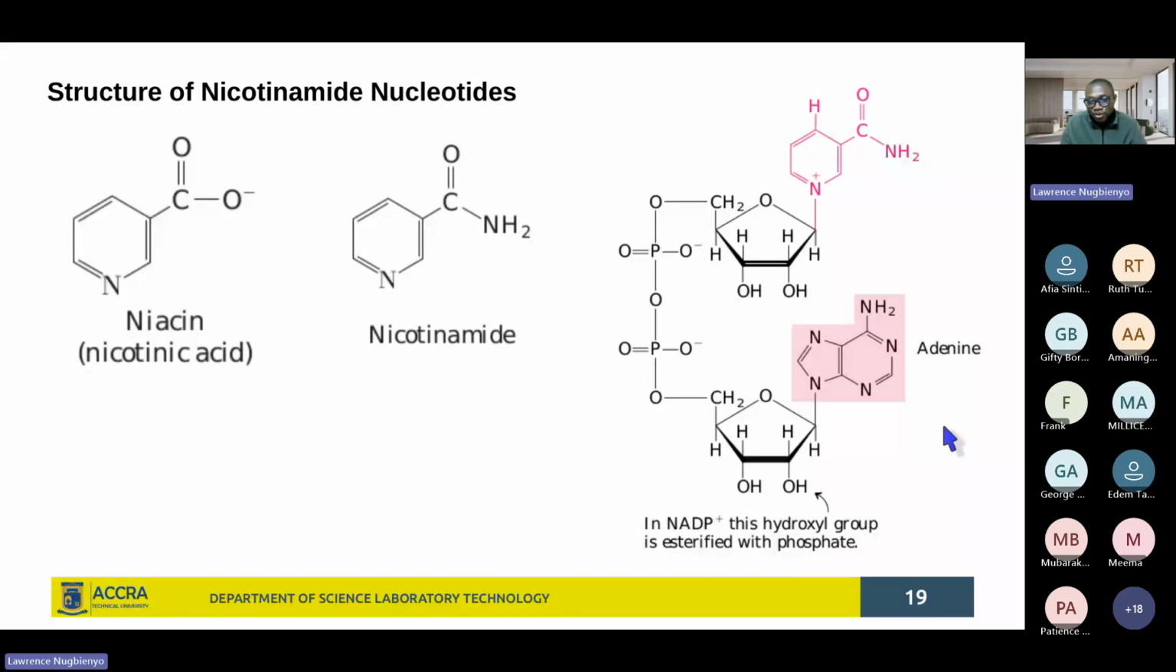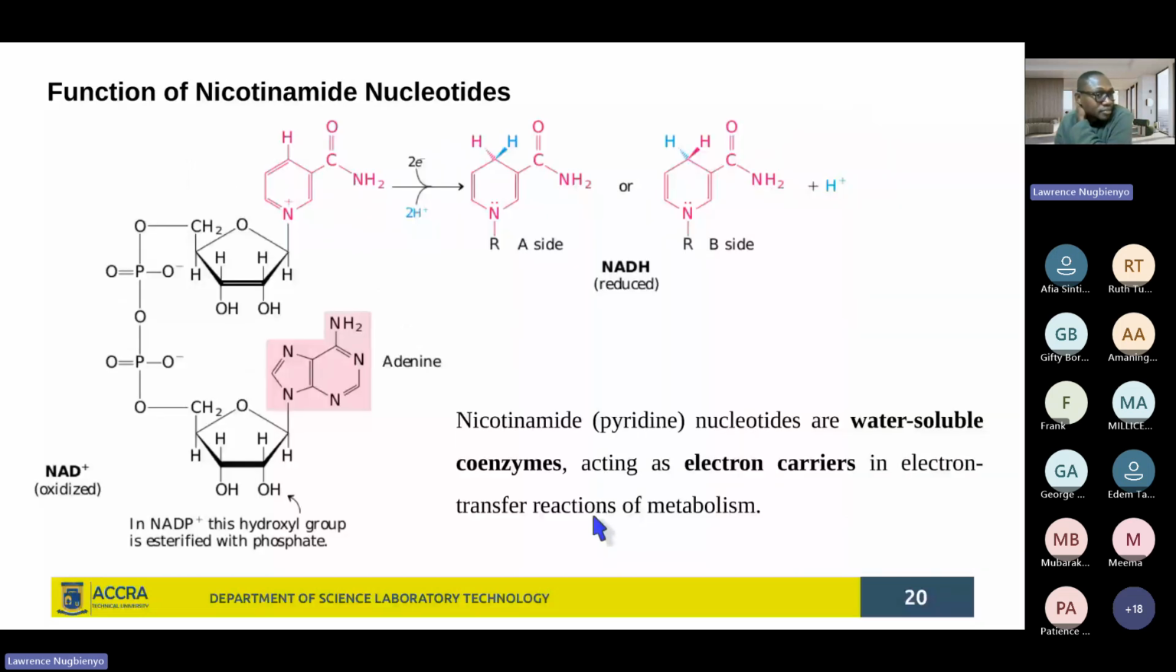If you've forgotten what nucleotides are, I think you should go and revise, because we did this also in HND: nucleotides are composed of a 5-carbon sugar, a nitrogenous base, and a phosphate group. Now, in place of this hydroxyl group on carbon number 2, you can have a phosphate group. That's what will give you what you see as NADP. All right, so that is the nicotinamide adenine dinucleotide structure.